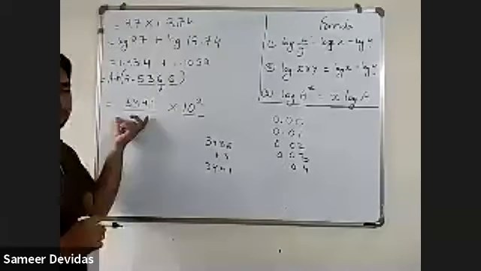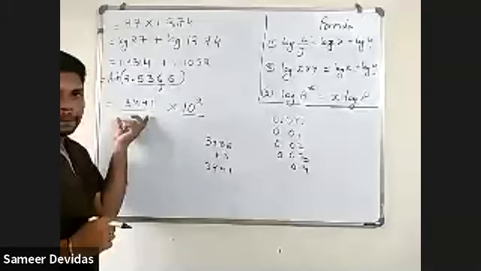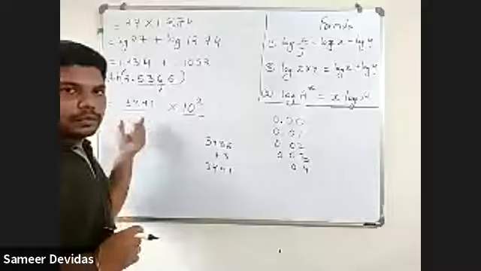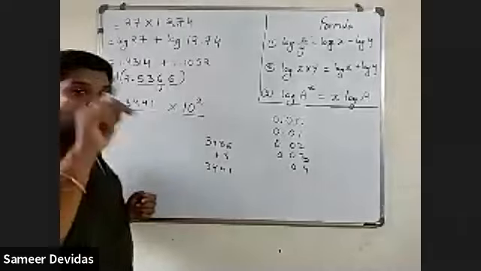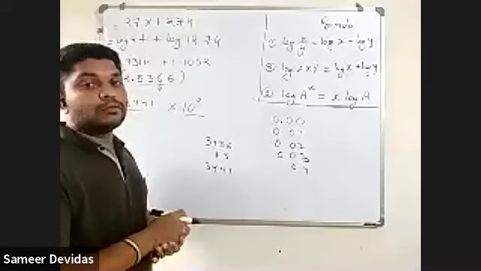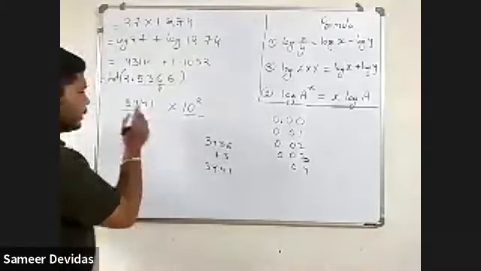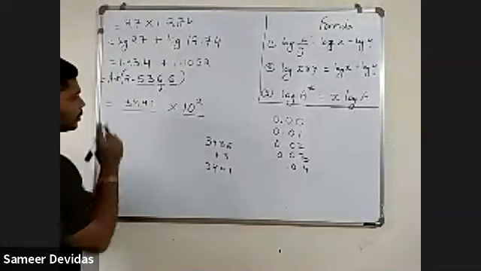Okay. You understood how this particular answer was obtained? Yes or no? Yes, sir. Now this answer that you have written is the final digits. But now you have to put the decimal in it. Where to put the decimal? Leave one digit and put the decimal.